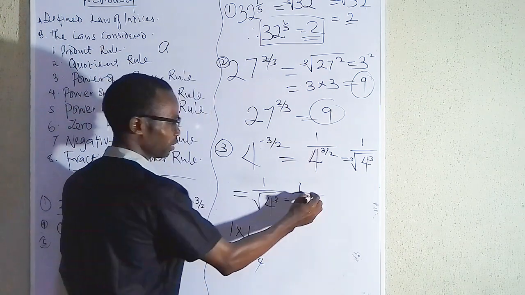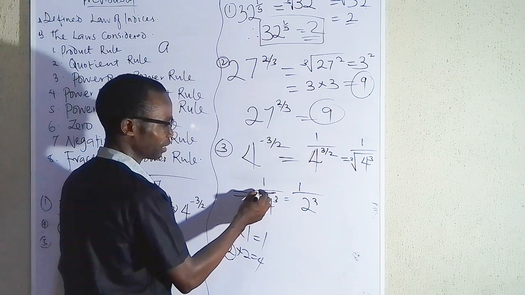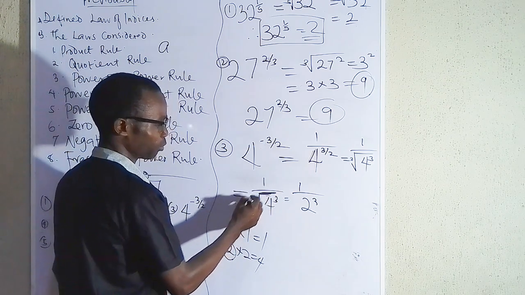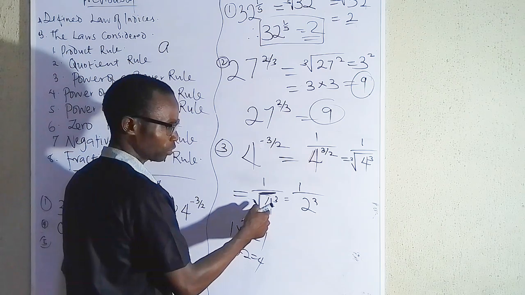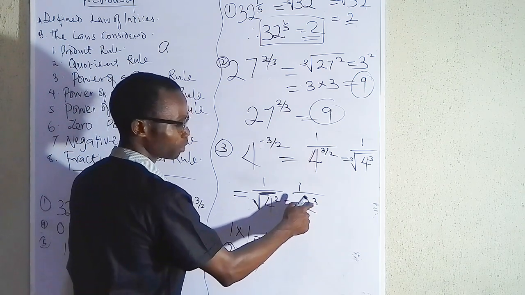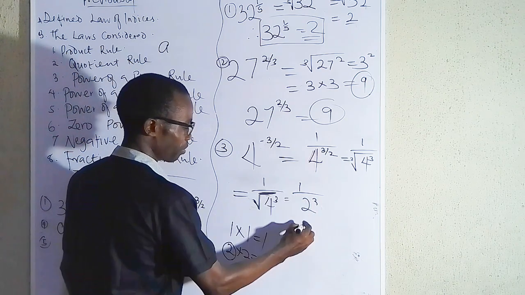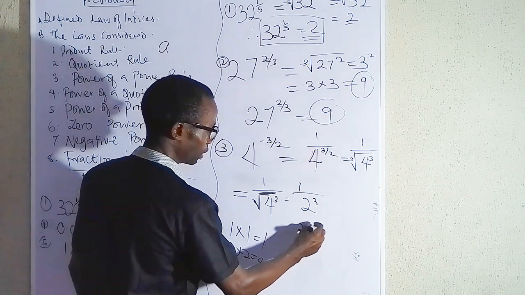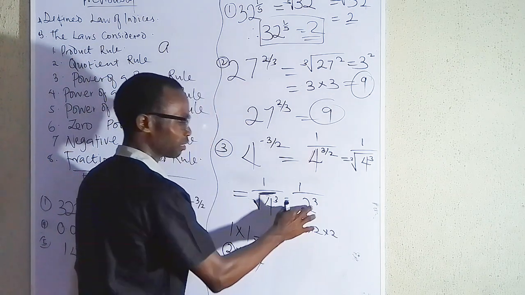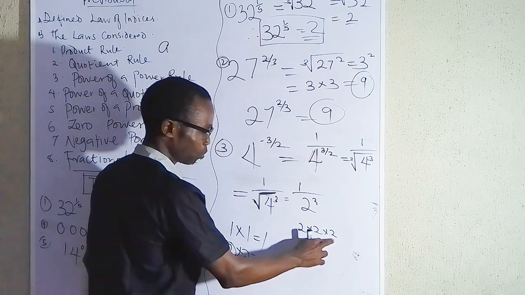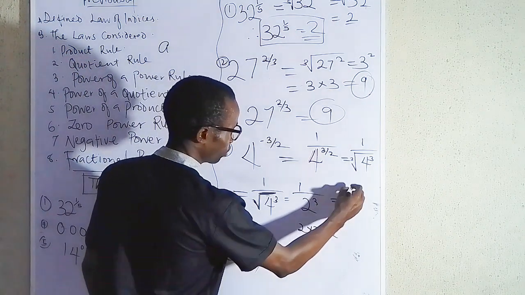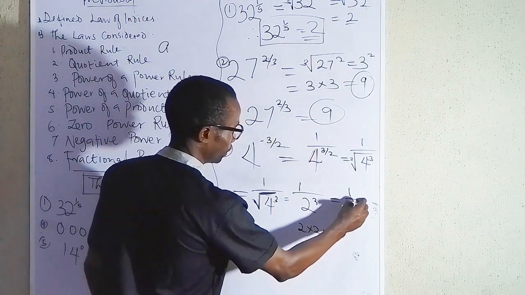Now this 3 still remains. We've only succeeded in taking this square root sign away. The square root sign is off because we've done the square root of this. So what is now going to be the power? 2 raised to power 3 is the same thing as saying 2 times 2 times 2. That is, write 2 3 times. 2 times 2 is 4. 4 times 2 is what? 8. So what we have is 1 all over 8.